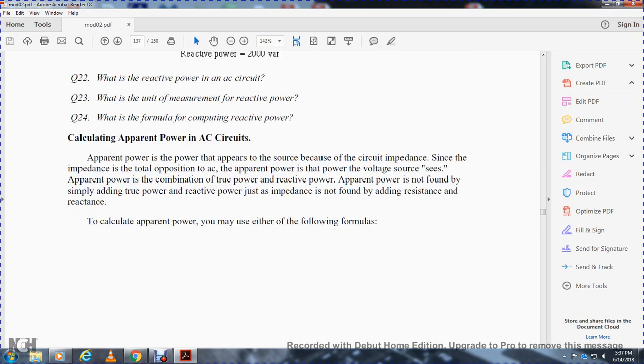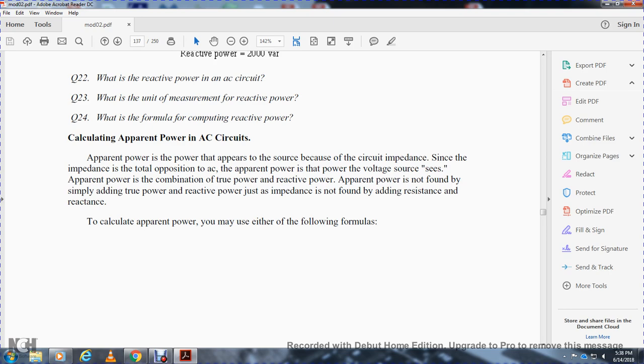Now, calculating apparent power in AC circuits. Apparent power is the power that appears to the source because of the circuit impedance, the total opposition of the two. Apparent power is the combination of the true power and reactive power. Apparent power is not found by simply adding true power and reactive power, just as impedance is not found by adding resistance and reactance.